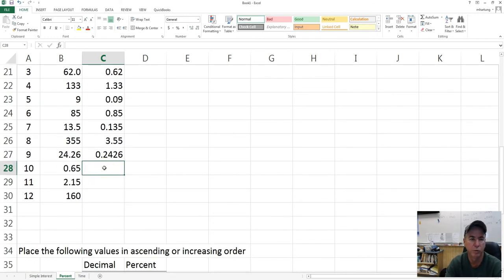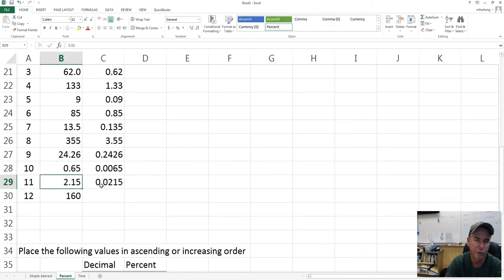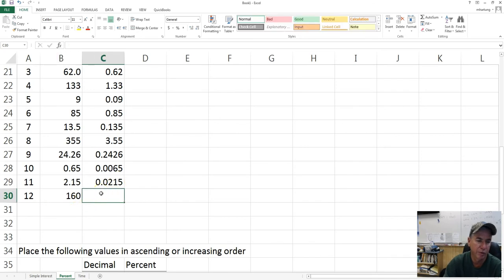0.65% is equal to 0.0065. Not sure if that's right. Divide it by 100. 0.65 divided by 100, 0.0065. And 2.15 would be 0.0215. 2.15% is equal to 0.0215. And the last one, 160% is equal to 1.60.